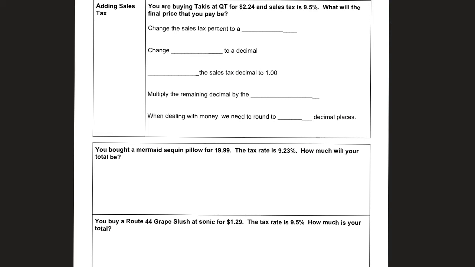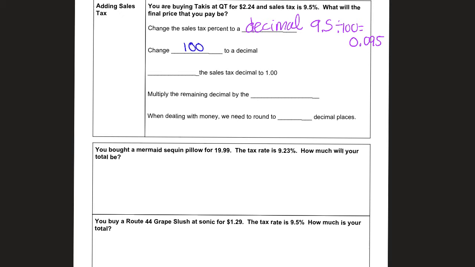All right, sales tax works just like discounts, but instead of subtracting it, we're adding that amount. So you're buying Takis at Quick Trip for $2.24, and then sales tax is 9.5%. What will you pay total? So change the percent to a decimal. 9.5 divided by 100 is 0.095.